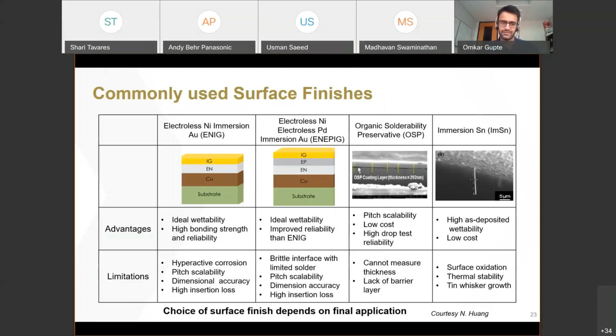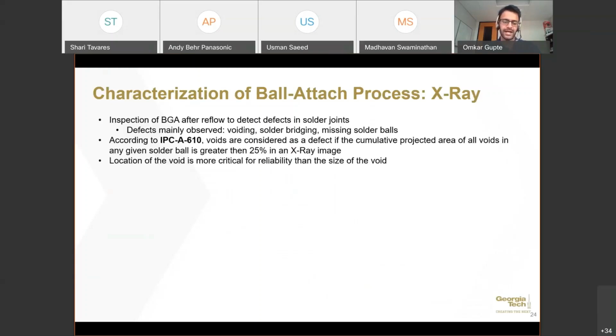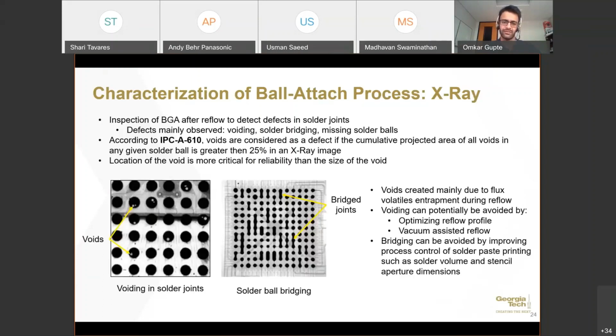So at this point, we know that the BGA is fabricated, the solder ball is there on the package. Next is to characterize the process, so characterize the deposited BGA. And in order to do that, the first process is X-ray characterization. In that, we mainly check for voids, solder bridging, and any missing solder balls. For instance, in this image, you can see there are tiny voids in all these solder balls.